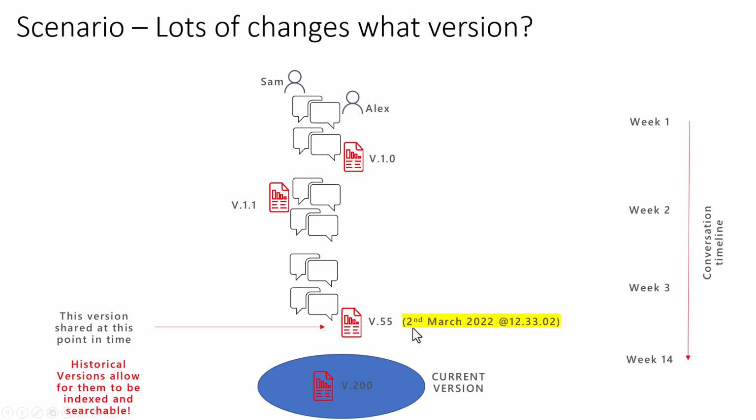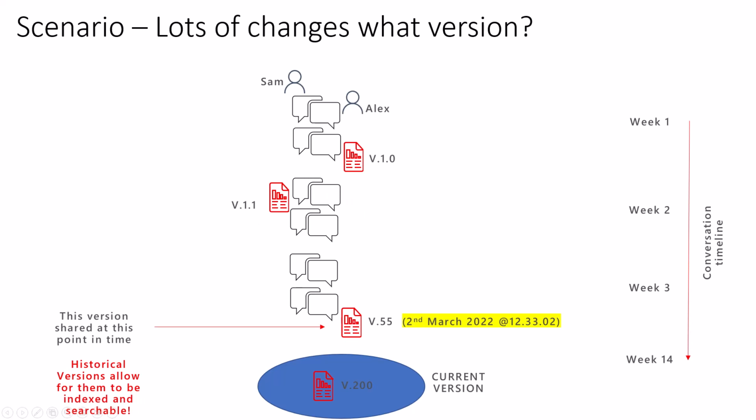So this is the file that we're interested in, this version 55, and this is the date and time that it was actually shared. We're not interested in the current version where all of those changes and that document may have morphed over time. We want to be able to see the file and the content that was shared at that time. So this is where historical versions come in. It allows you to basically index all those different versions, make them searchable, and when you're doing that eDiscovery case, being able to bring back that version of the file.